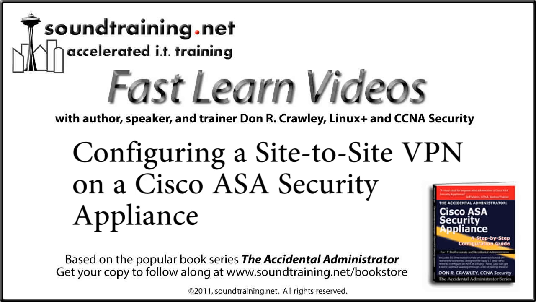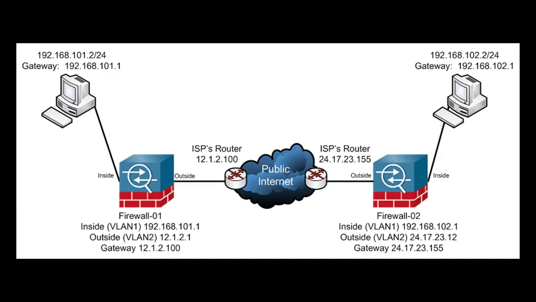Today I'm going to show you how to configure a site-to-site VPN using two Cisco ASA security appliances. You use a site-to-site VPN when you have, say, two offices in different locations and you want an always-on connection between them. In the past you might have leased a dedicated line, but today you usually just set up a VPN link, such as what you're presently seeing on screen.